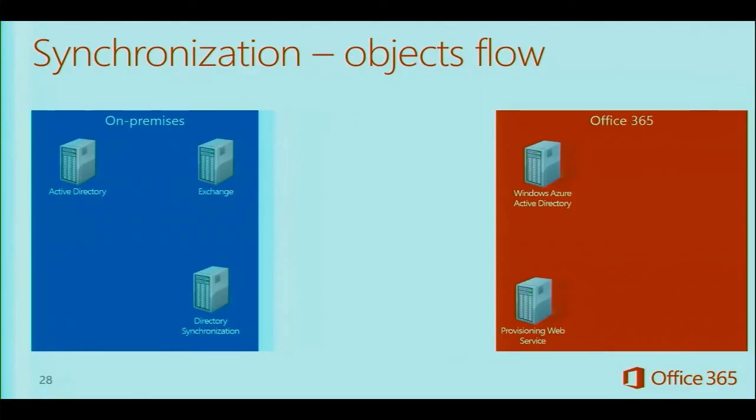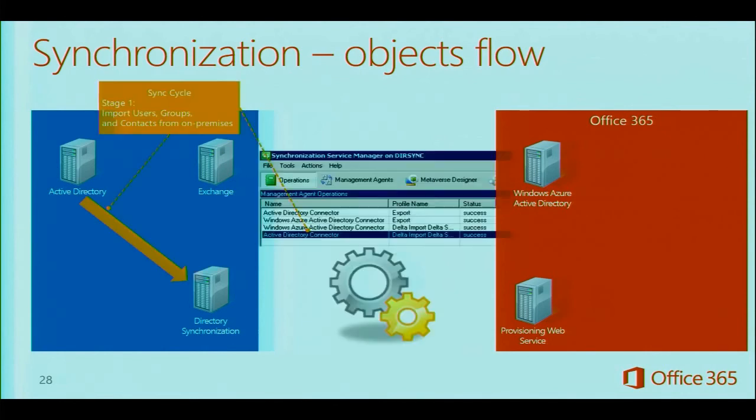So let's look at the actual sync process here. Over on the blue side, or if you're colorblind, on this side, we have your on-premises environment. And then over there on the red side, we've got Office 365. So we've got AD and Exchange running on premises, and now we've introduced that DirSync server that I've been talking about. And over on the Office 365 side, we've got the Windows Azure Active Directory and that provisioning web service that's used to not only gather the data, but also to authenticate your DirSync server as well.